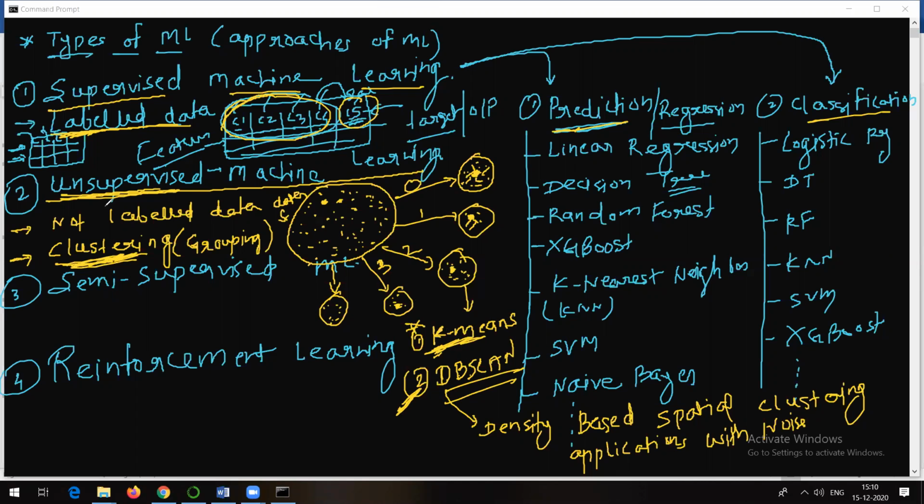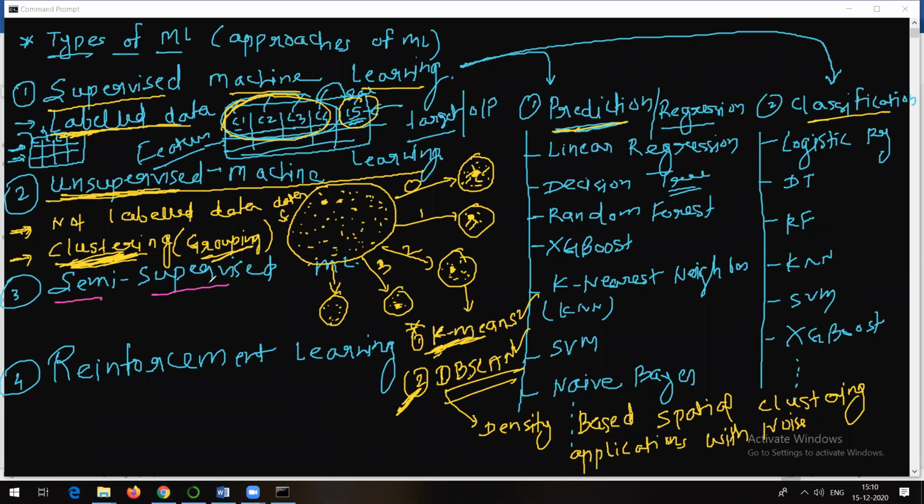So yes, talking about the unsupervised machine learning approach, the data is not labeled. We are not aware of the input and the output in advance. The types of problems which can be solved with the help of the unsupervised machine learning approach are clustering problems. Clustering is nothing but grouping, and these are the 2 algorithms or techniques which can be used for clustering or grouping.